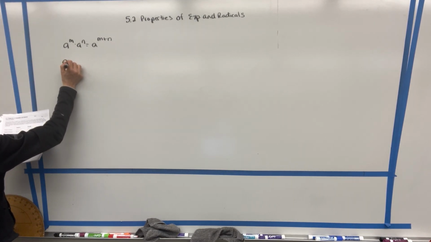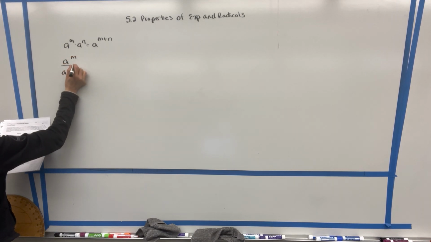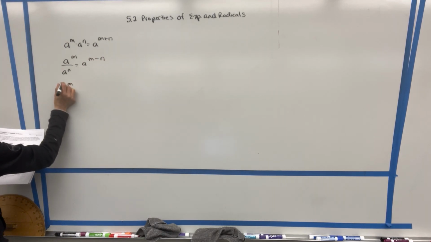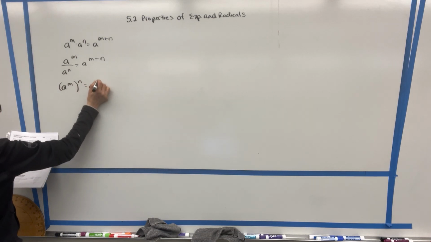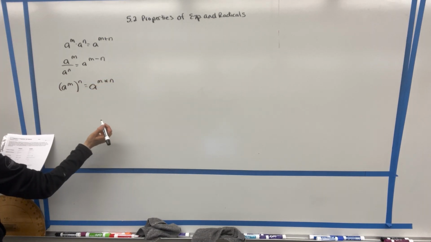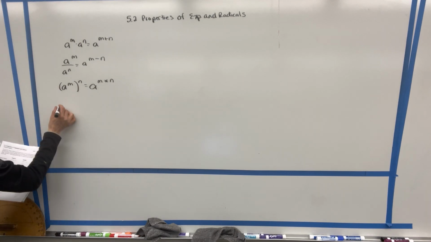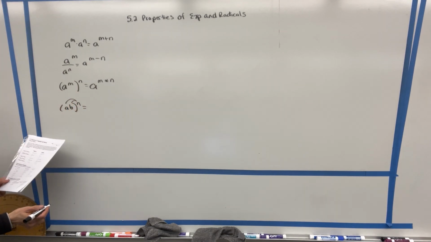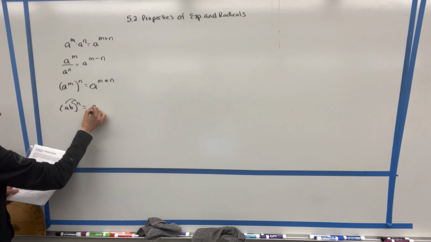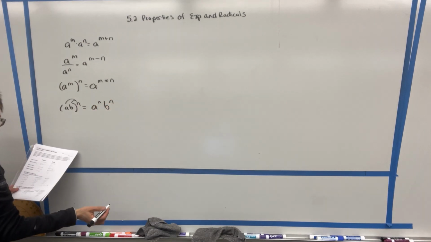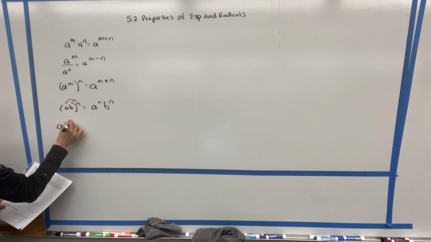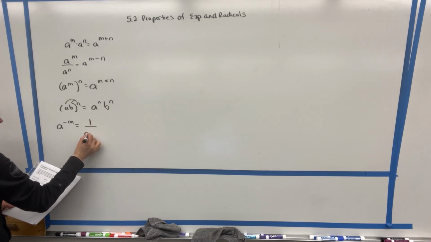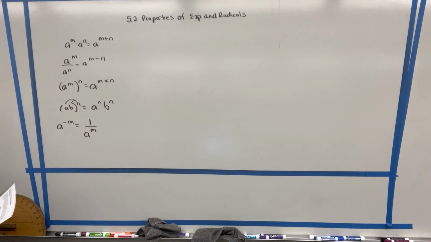The quotient of powers property tells me that when I'm dividing, I want to subtract my exponents. The power of a power property tells me that I multiply the exponents. And then the power of a product property tells me that when I have more than one thing inside parentheses, all raised to a power, I can then distribute that power. Finally, the negative exponent property tells me that a number to a negative exponent is equivalent to 1 over that number to a positive exponent.